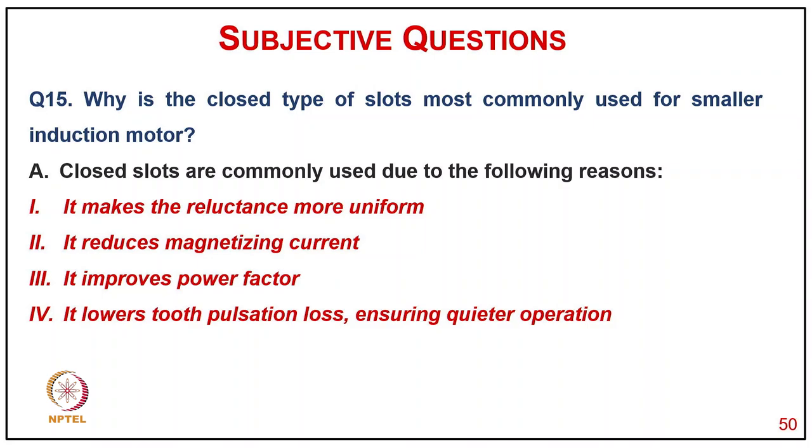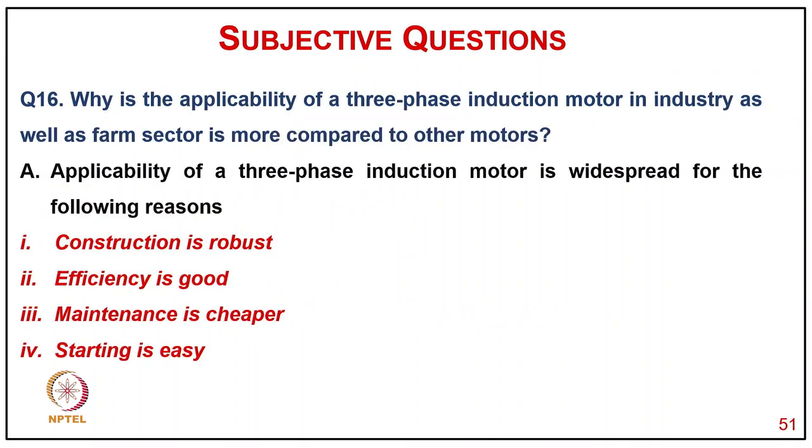Why are closed type slots commonly used in smaller induction motors? The closed slots are used for the following reasons. It makes the reluctance more uniform, it reduces the magnetizing current, it improves the power factor, it lowers the tooth pulsation loss and ensures quiet operation, or reduces the noise and vibration.